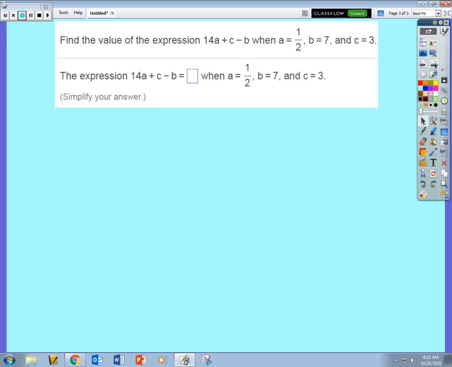And our last one that we're going to work on together, and again, I say together because hopefully you are pausing the video and attempting to solve the problems before I solve it, and then you can go back and check your work. So it says find the value of the expression 14 times a plus c minus b when a equals 1/2, b equals 7, c equals 3. So again, we are finding, there's our verb, the value of this algebraic expression. So I have 3 terms in this expression. I have 14a, there's one term, plus c, there's another term, minus b, there is our third term. We also have a coefficient. 14 is a coefficient because we are multiplying it by an unknown, by a variable.